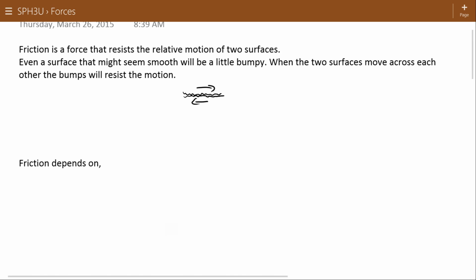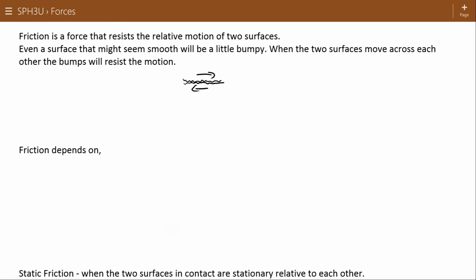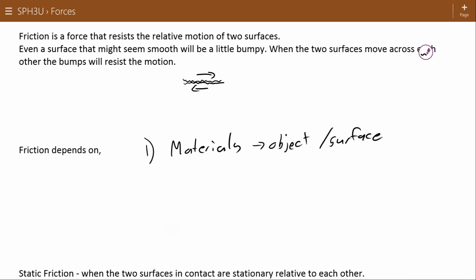Now, not all materials are made the same. They might be hard, they might be soft, they might not be that bumpy, they might be very bumpy. And so friction really first depends on the materials of the object and the surface that are in contact. That's not the only thing the force of friction depends on, though.